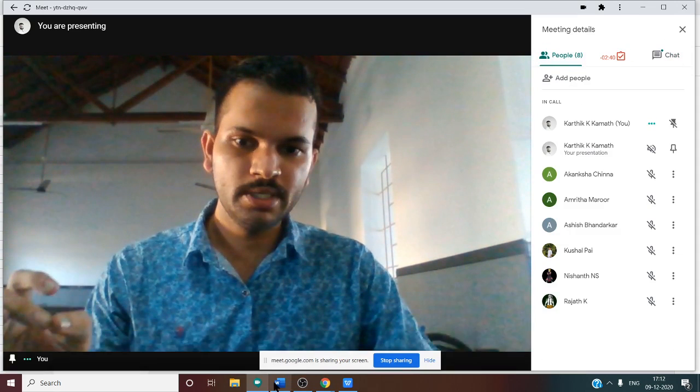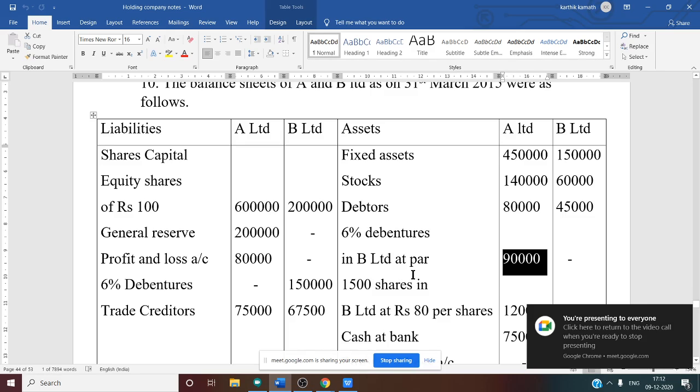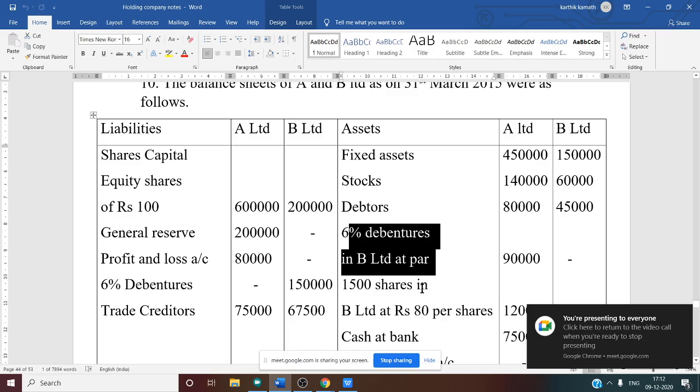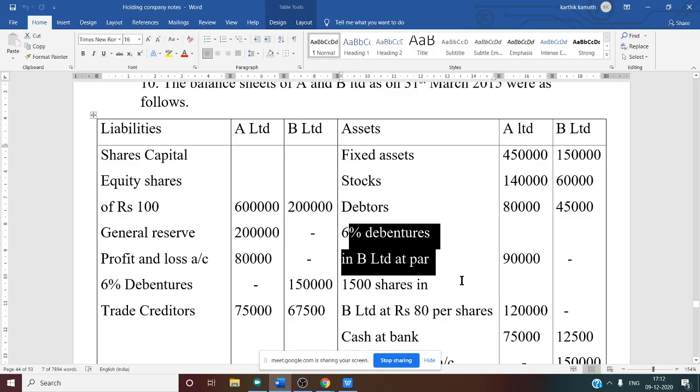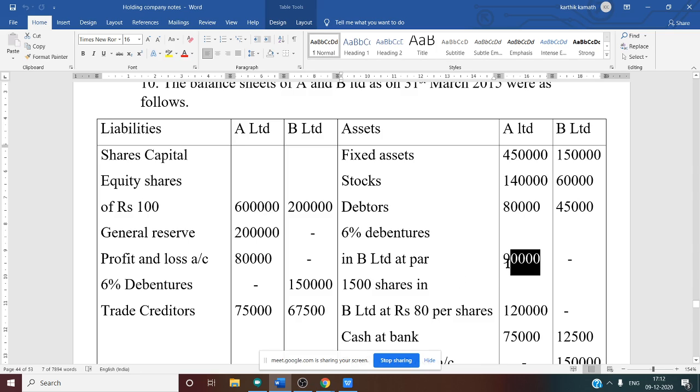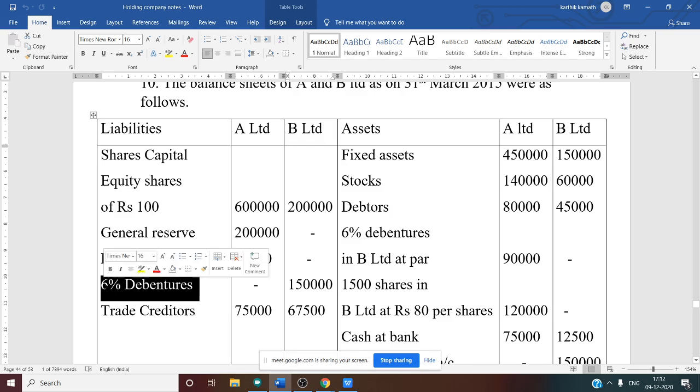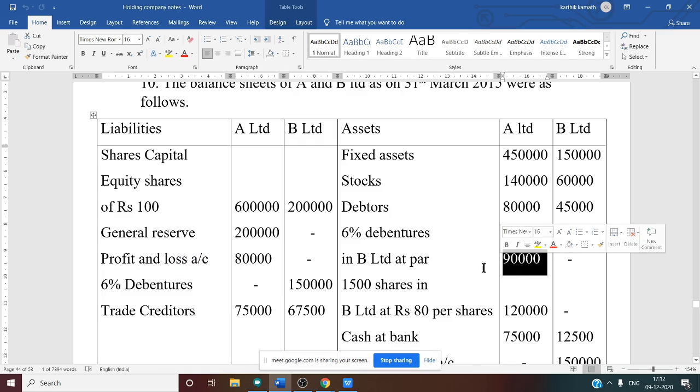So here you see A Limited makes the investment in B Limited in the form of debenture. That is why it is given in the asset side: 6% debenture in B Limited at par value 90,000. If you see the liability side, the debenture of B Limited, which is a subsidiary company, liability side debenture is 1,50,000, asset side debenture is 90,000.